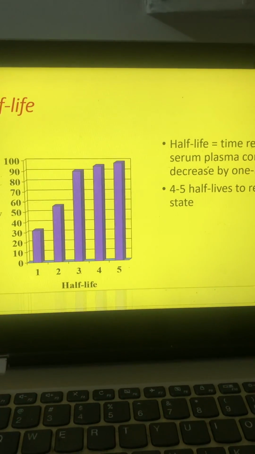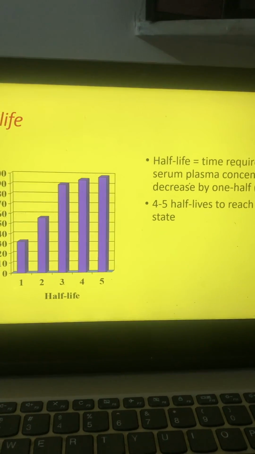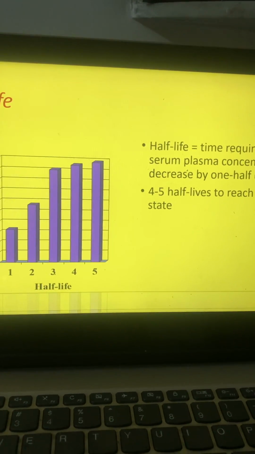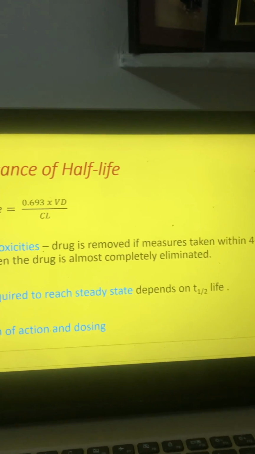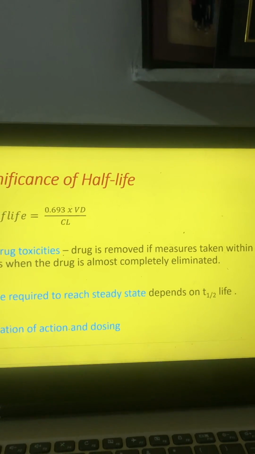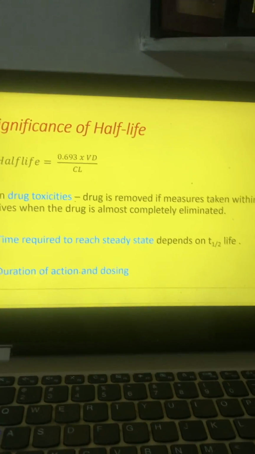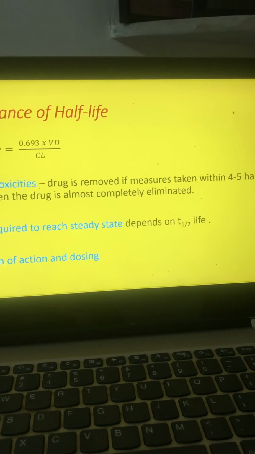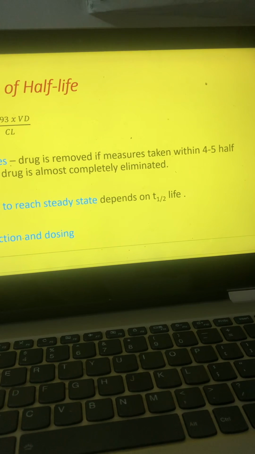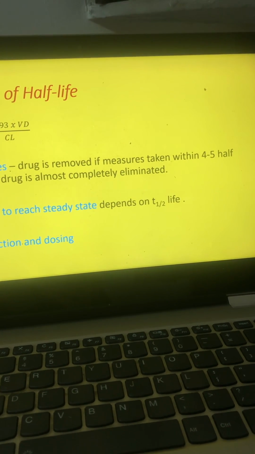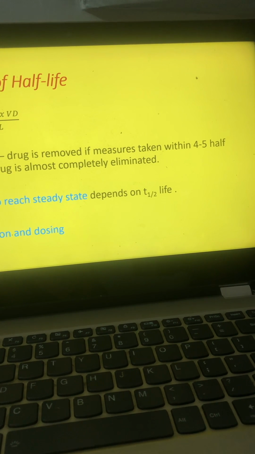Now, what is half-life? This is the time required for serum plasma concentration to decrease by half. 4 to 5 half-lives are required to reach steady state. Now we have the significance of half-life. It is equal to 0.693 times volume of distribution divided by clearance. In drug toxicity, the drug is removed if measures are taken within 4 to 5 half-lives, because after that 94 to 97% of the drug will be eliminated.